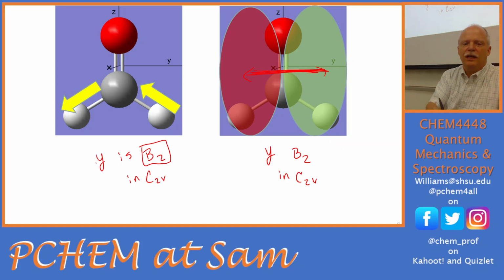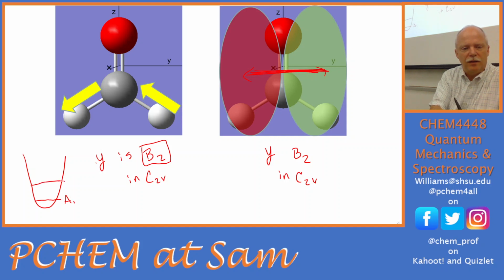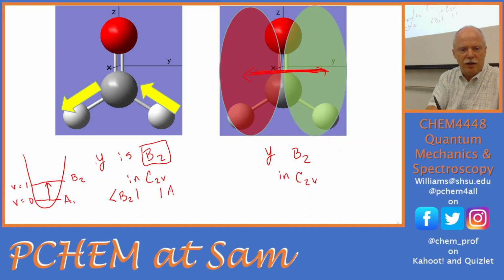Let me just review again. For vibrational motion, this bottom one was A1. So V equals 0 is A1, V equals 1 is B2. In order to get a spectroscopic selection rule that's non-zero, we need to use a particular symmetry of light. So what goes in here?